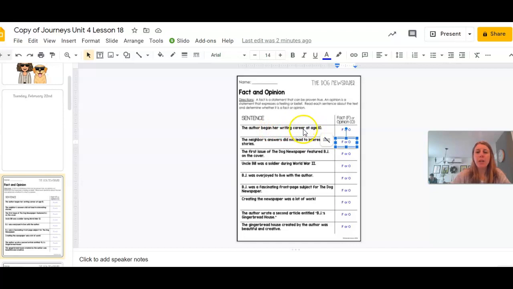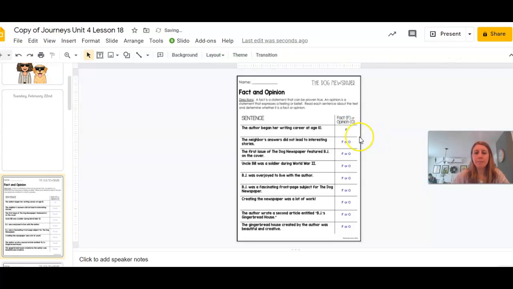The author began her writing career at age 10. Is that true? And can that be proven? Can we prove that by reading the passage? Absolutely. So we would say this is a fact.